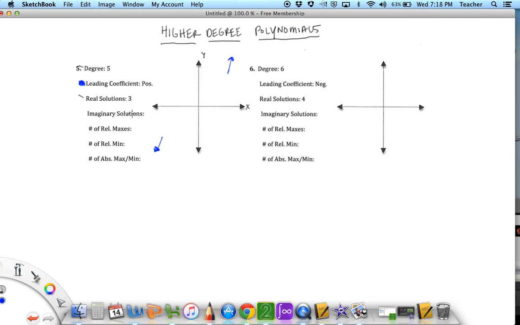So the next thing I look at, I'm going to come back to degree, but the next thing I look at is the real solutions. I see there are real solutions, 3 real solutions. What that means is that there's going to be 3 points where it crosses the x-axis. Those create real solutions. So if I do that here, I'm going to draw 3 dots on the x-axis, and that's going to symbolize those 3 real solutions. So I've taken care of that.